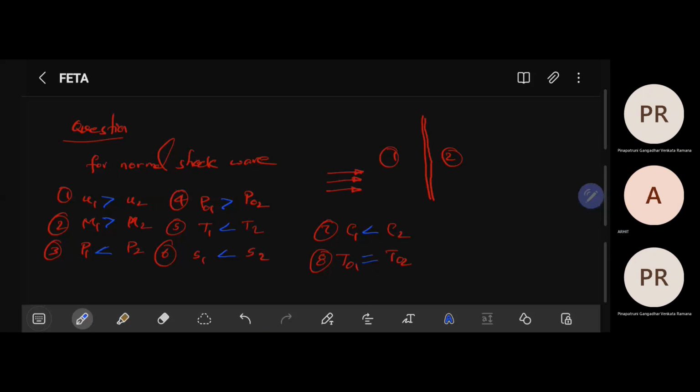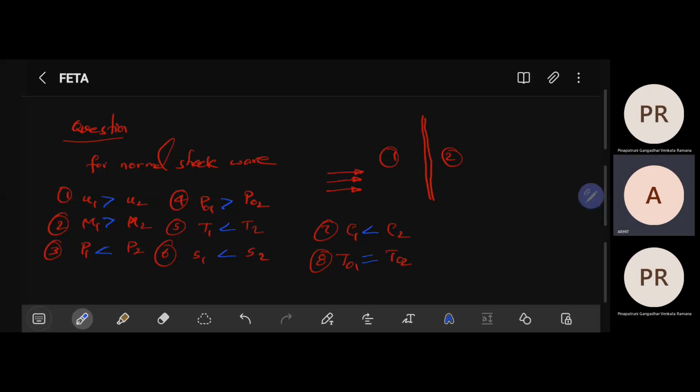The static temperature will change. The stagnation temperature remains the same. Adiabatic means that if there is a stagnation temperature change, there should be some energy exchange. But if it is adiabatic, there is no heat energy exchange between before and after the shock. So we should not say heat energy decrement or increment, because increment or decrement is not the correct terminology. Exchange is the correct terminology.